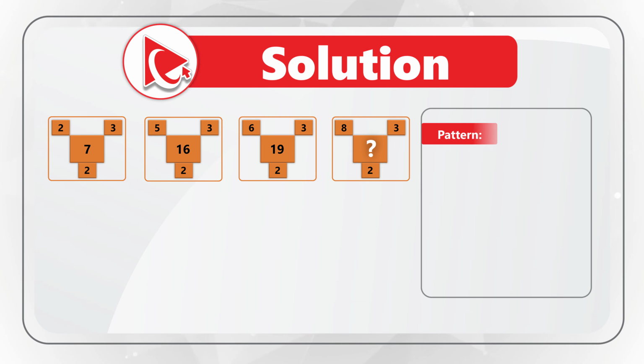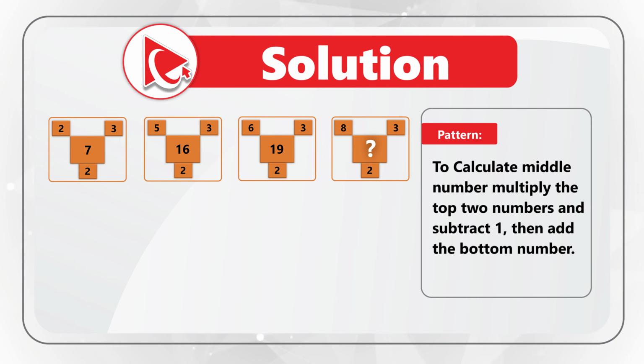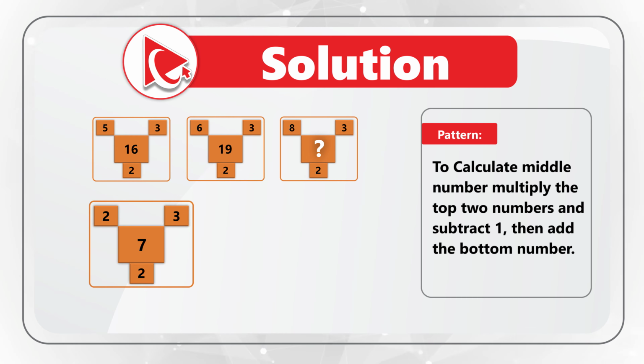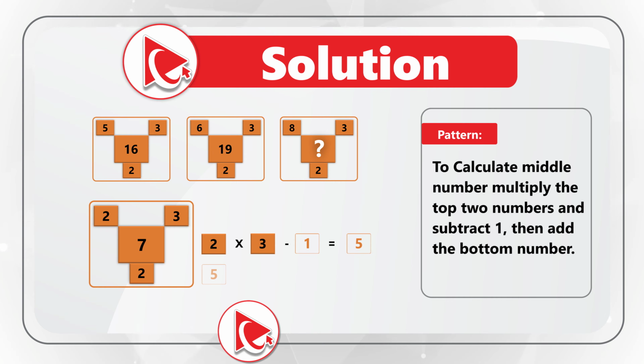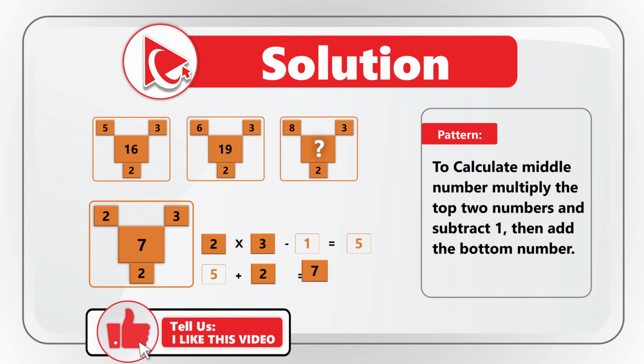I think the pattern here is that to calculate the middle number, you need to multiply the top 2 numbers and subtract 1. Then add the bottom number. Let's look at the first shape to confirm the logic. 2 multiplied by 3 minus 1 equals 5. 5 plus 2, which is the bottom number, equals the middle number, which is 7.